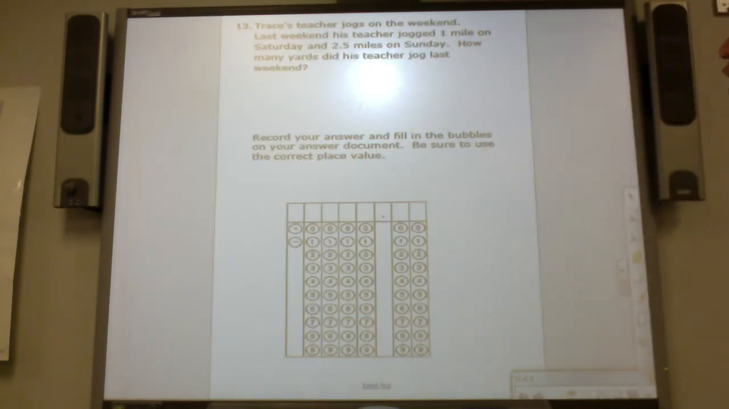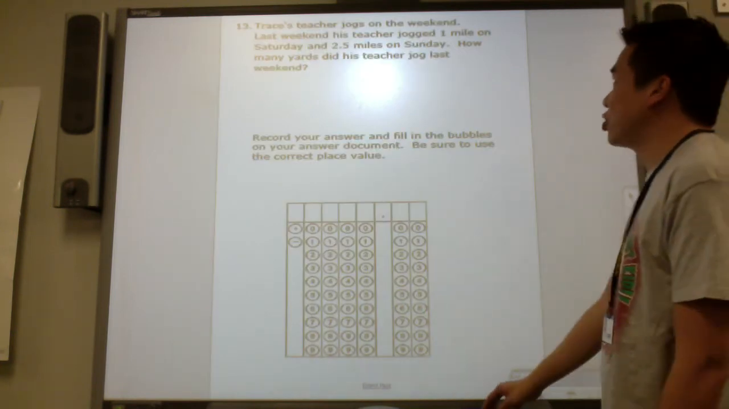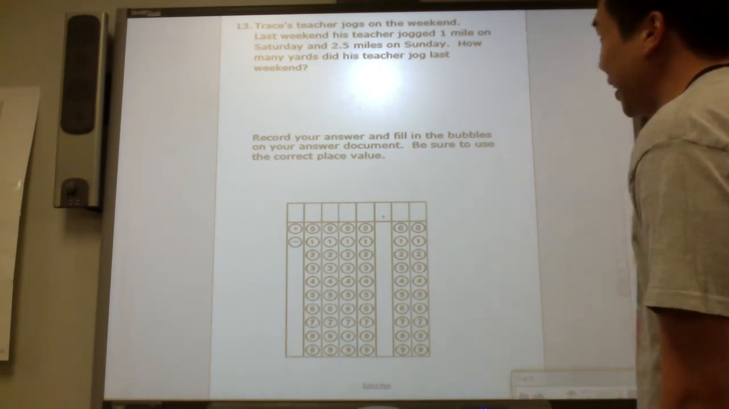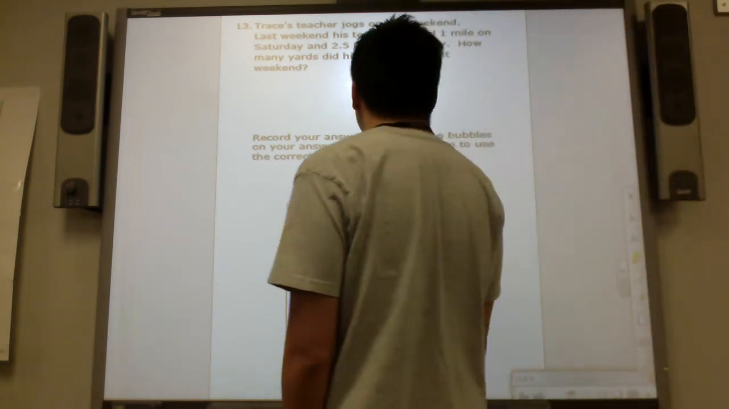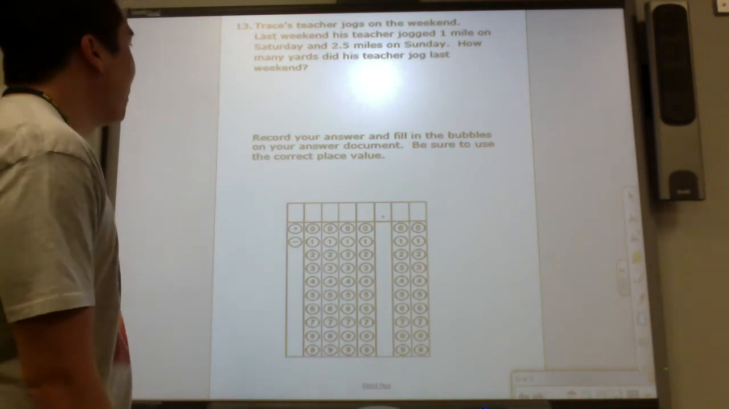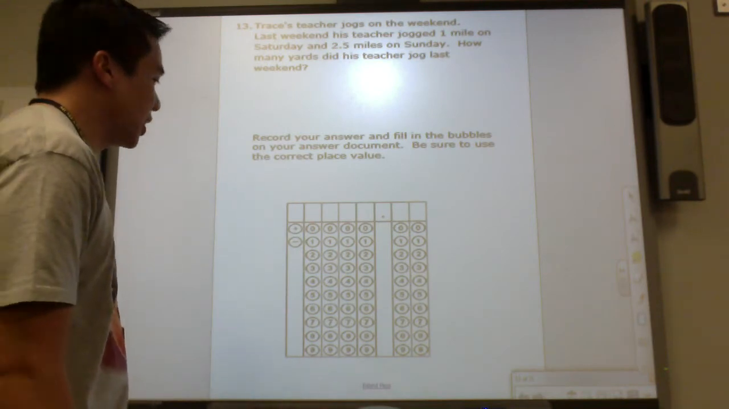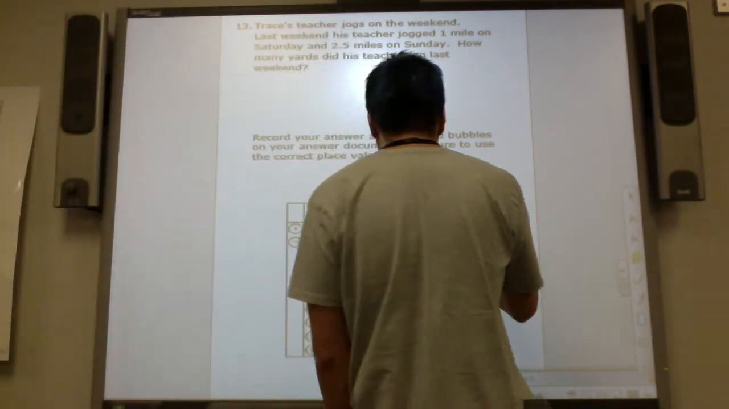Trey's teacher jogs on the weekend. Last weekend, his teacher jogged 1 mile on Saturday and 2.5 miles on Sunday. How many yards did his teacher jog last weekend? For this one, you will need a pink measuring chart.